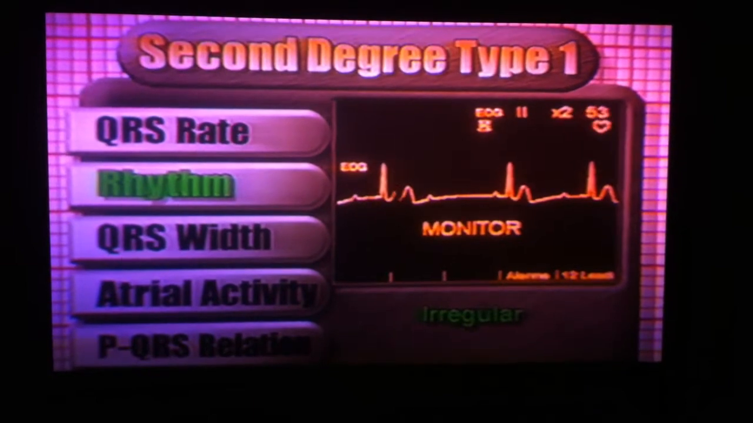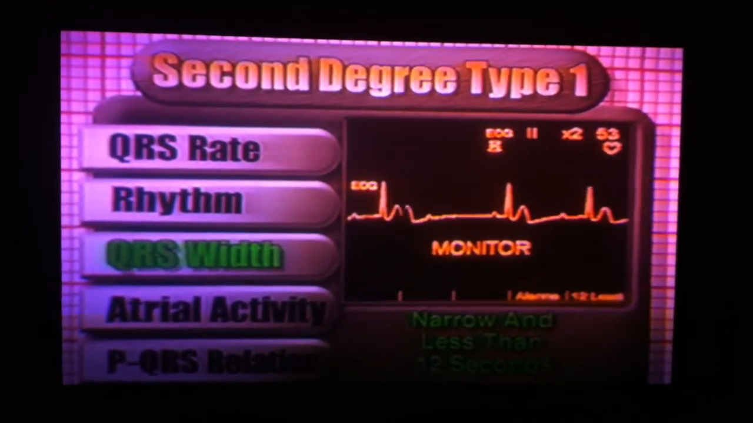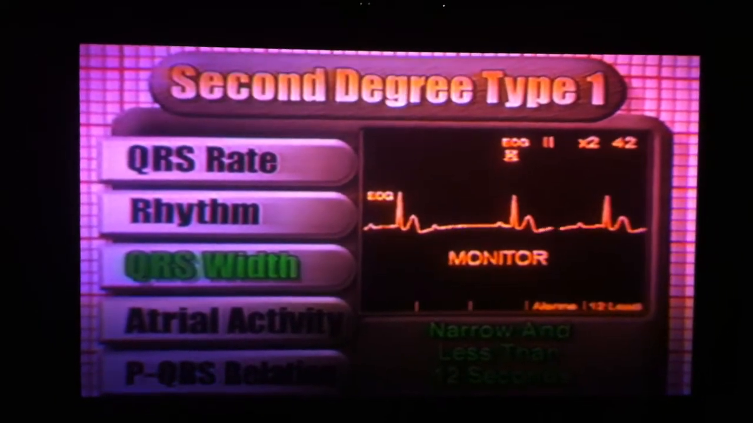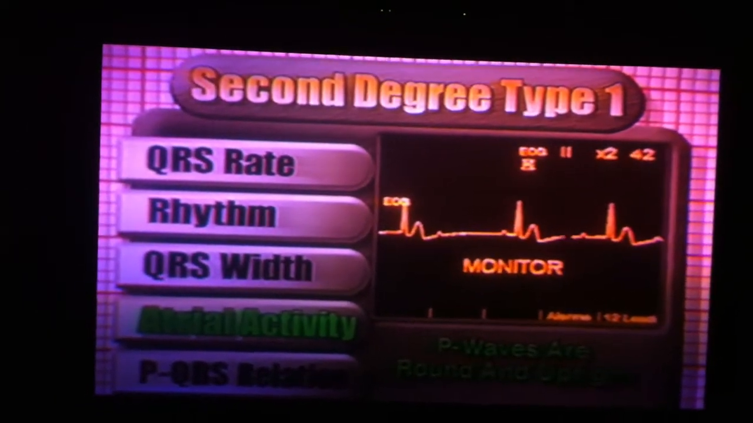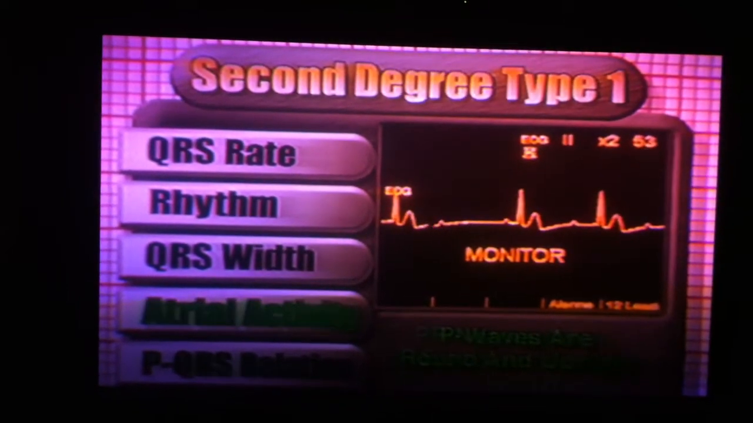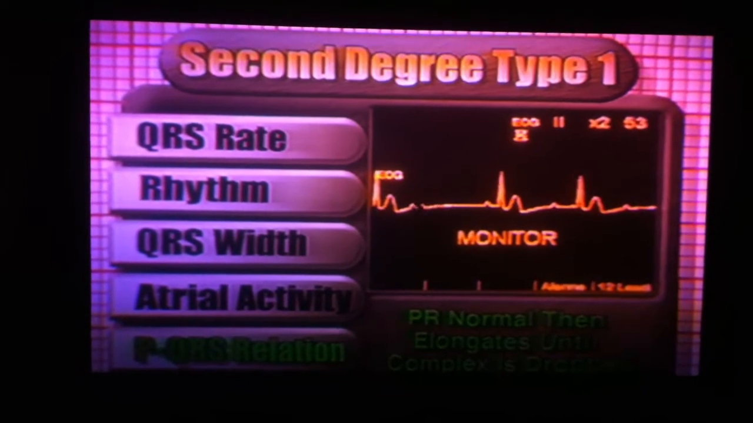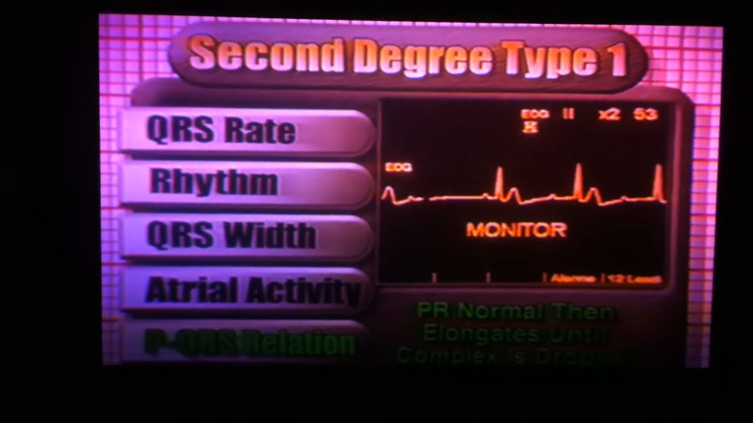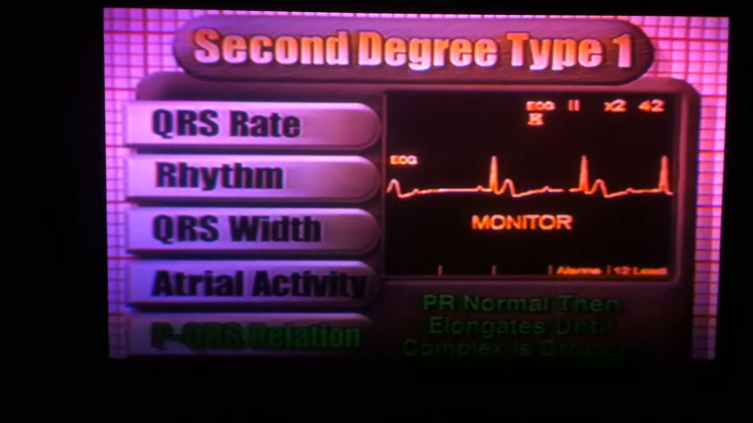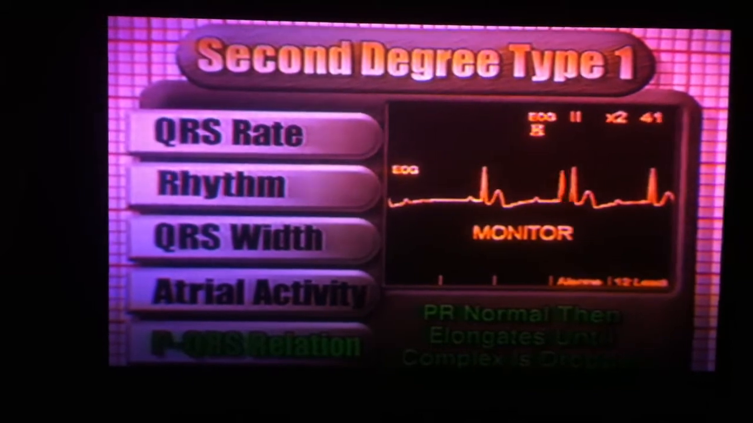By looking at a long segment of this rhythm, you will see groups of beats. The QRS complexes are usually narrow and less than 0.12 seconds wide. The P waves are consistently round and upright. Another distinguishing trait of second-degree Type 1 is that the PR interval starts out with a normal duration and then progressively elongates until the complex is dropped. A brief pause will be observed and the cycle starts over again.